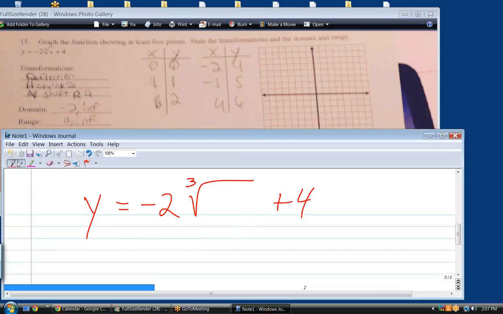What's the cube root of 8? 2. What's -2 times 2? -4. And what's -4 plus 4? 0. Okay, so let's put 8 there and 0 there. Now, they said they only needed 5 points, so let's do 2 more.